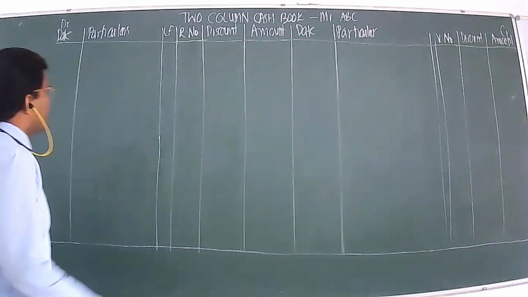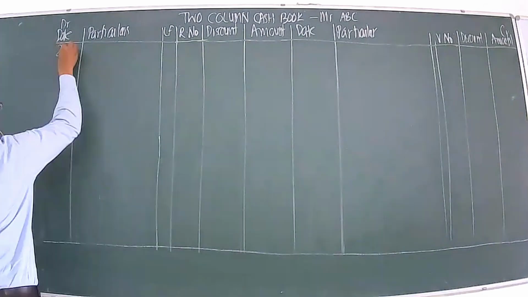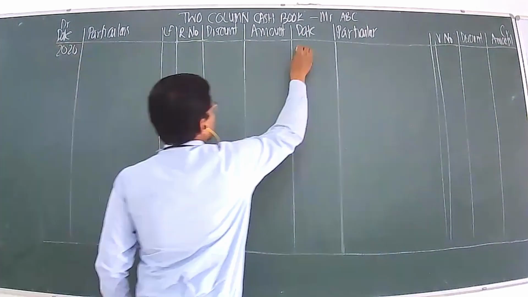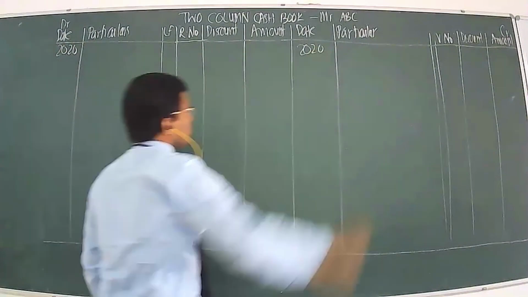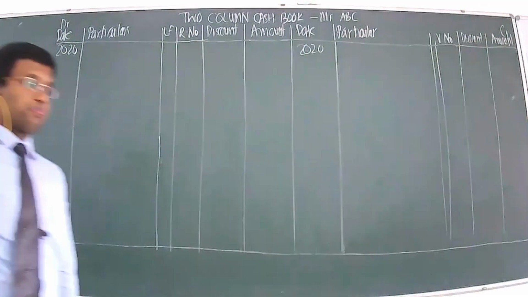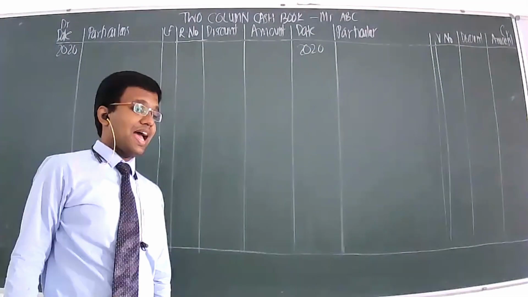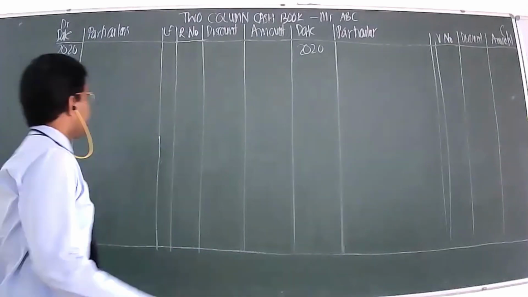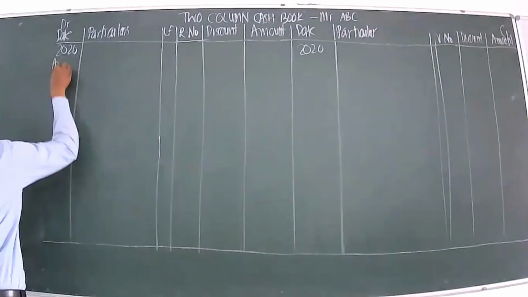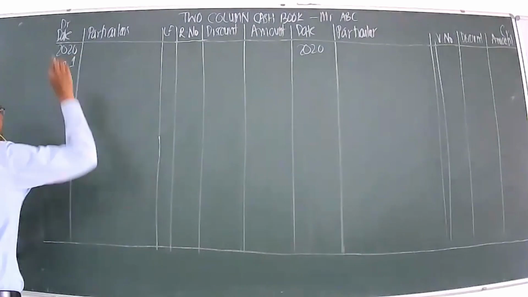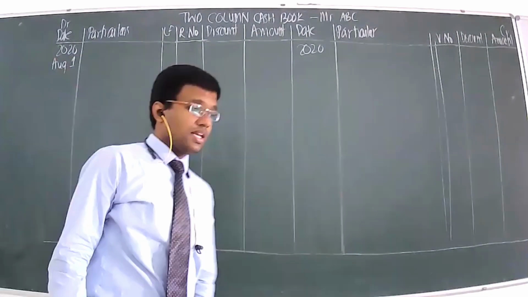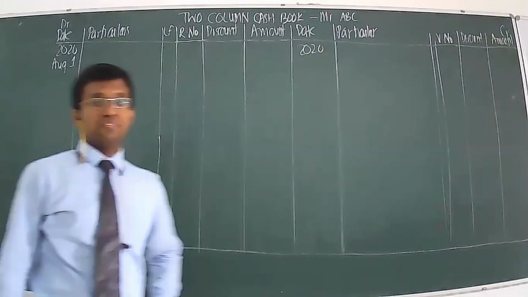Now let's start off with the preparation of this two column cash book. Let's look at the first transaction. Balance of cash in hand 2,500. So this is August 1st. Okay, so this is 1st of August. The balance of cash in hand is 2,500.